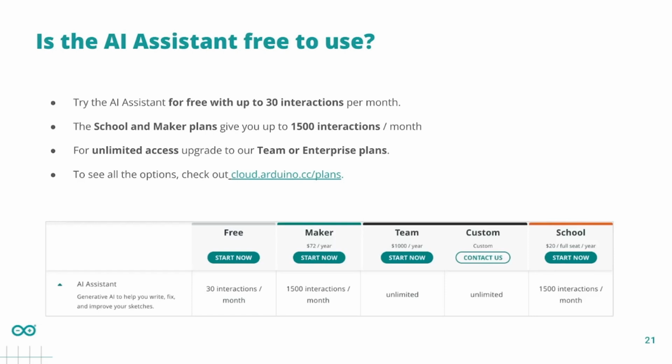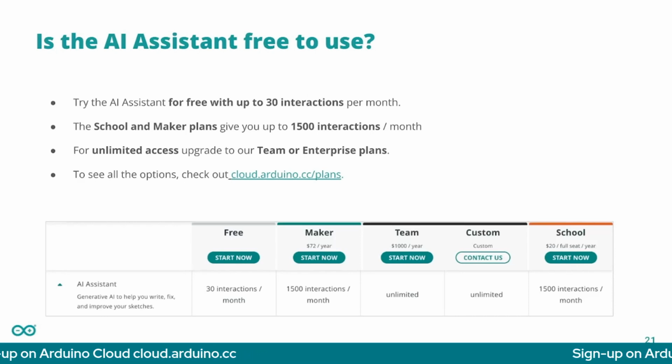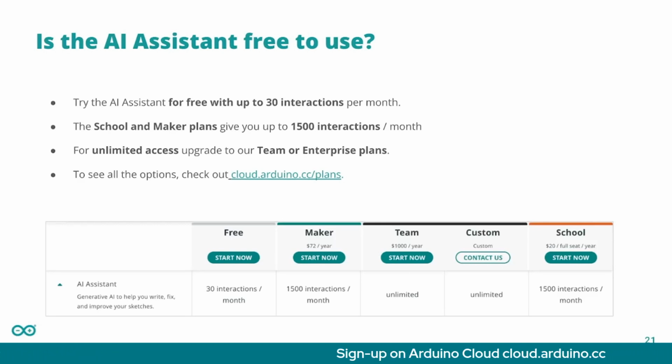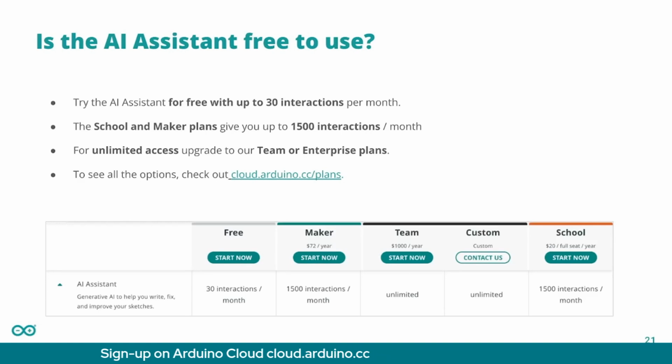If you want to go beyond, then the school and the maker plans give you 1,500 interactions per month. But if you want to go really, really big and have unlimited access, you can upgrade to our team or enterprise plan. If you want a complete overview, just go to cloud.arduino.cc/plans and you will have all the information.